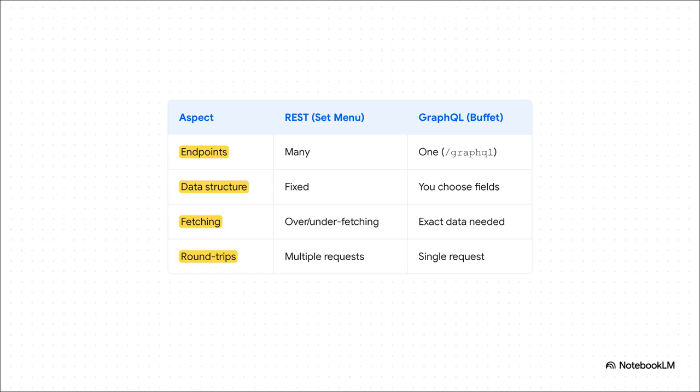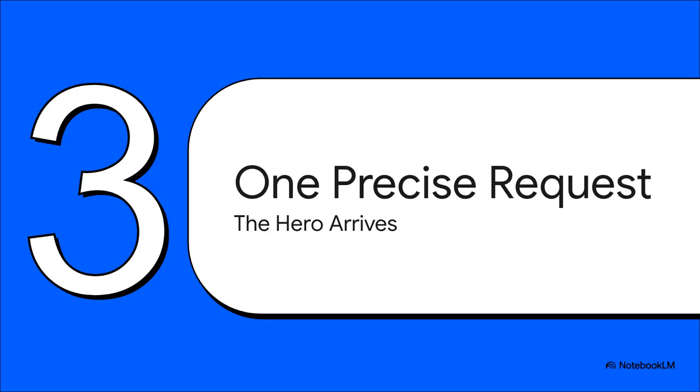So this table really just puts it all side by side. With the old REST approach, you've got tons of different places to go. One for users, one for posts, another for comments. With GraphQL, there's just one spot, the buffet line. REST gives you clunky, fixed data, which leads to waste and multiple trips. GraphQL gives you exactly what you ask for, all in one shot. That's the game changer.